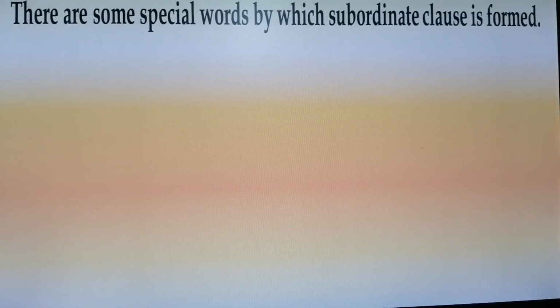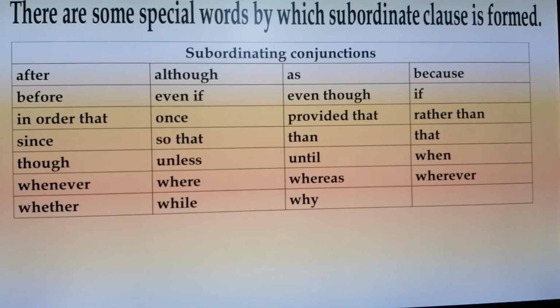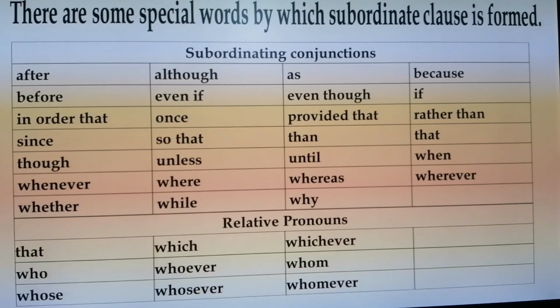There are some special words by which a subordinate clause is formed. You can note down, students. Subordinating conjunctions. A subordinate clause always takes this type of conjunctions: after, before, in order that, since, though, whenever, whether, although, even if, once, so that, unless, where, while, as, even though, provided that, then, until, whereas, why, because, if, rather than, that, when, wherever. A subordinate clause takes these subordinating conjunctions.